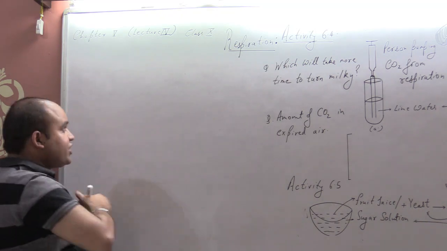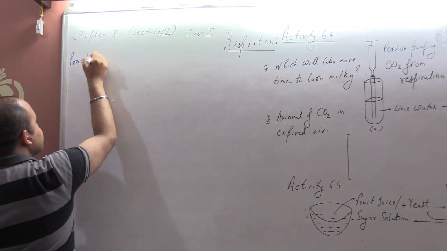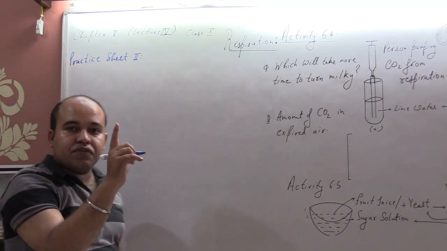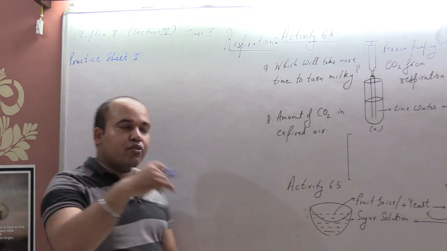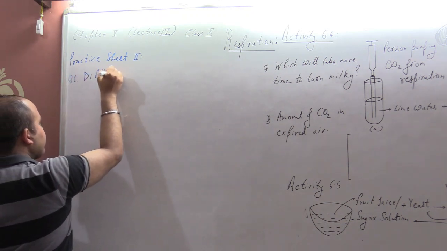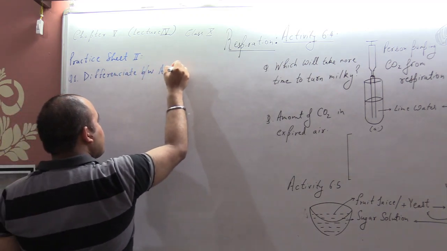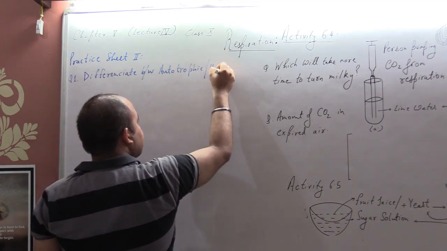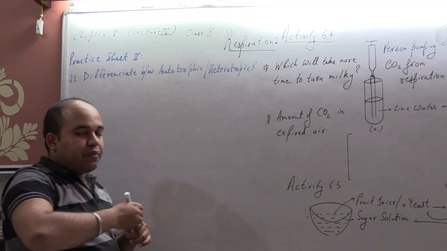The first question given in the NCERT practice sheet second is: differentiate between autotrophic mode of nutrition and heterotrophic mode of nutrition. You can have a quick revision from my previous lecture.